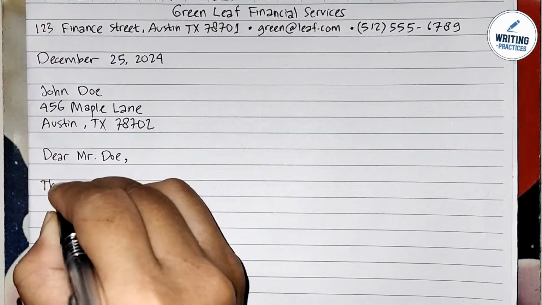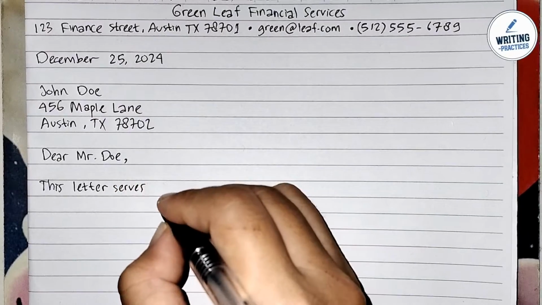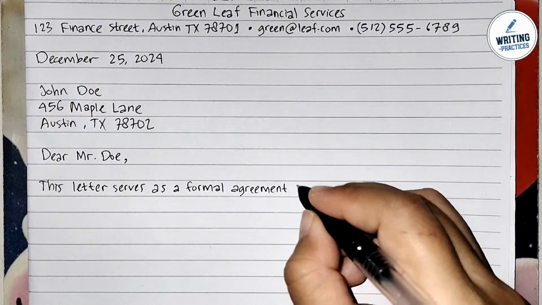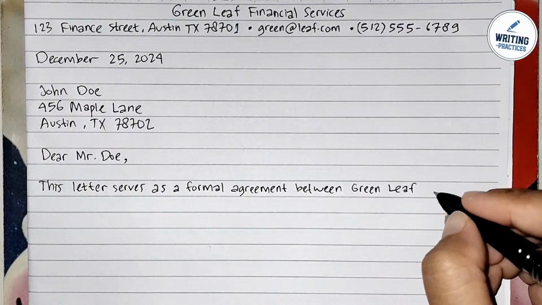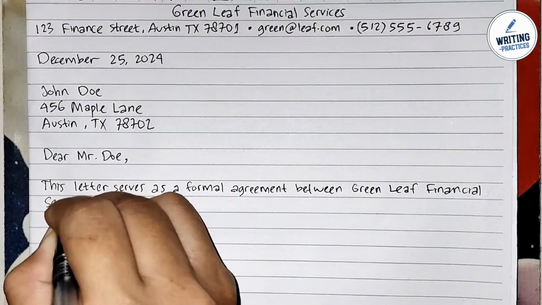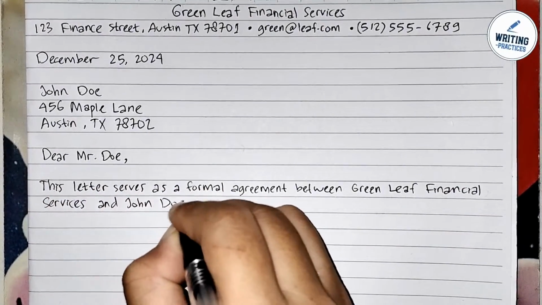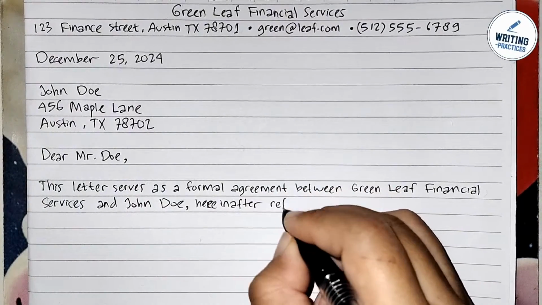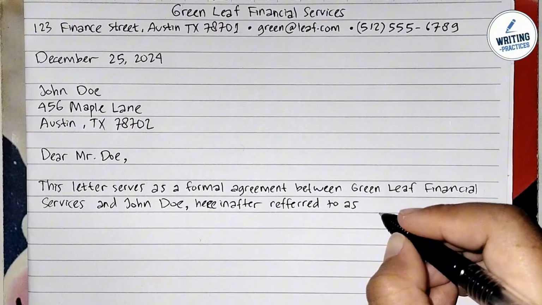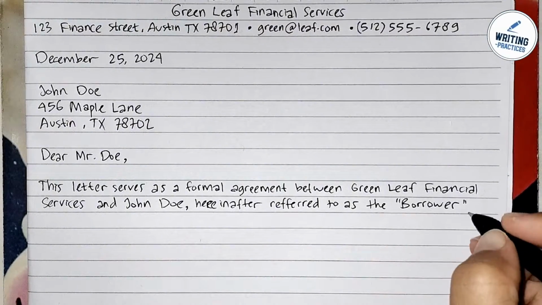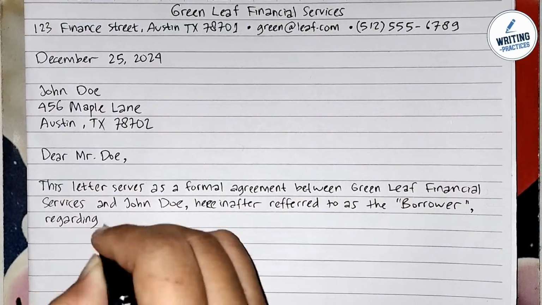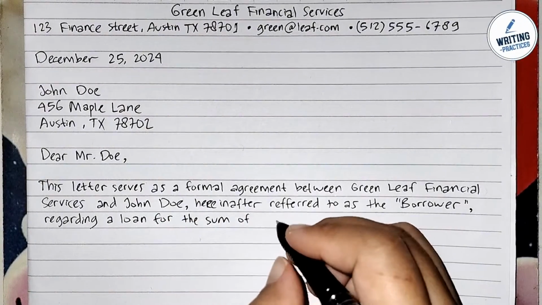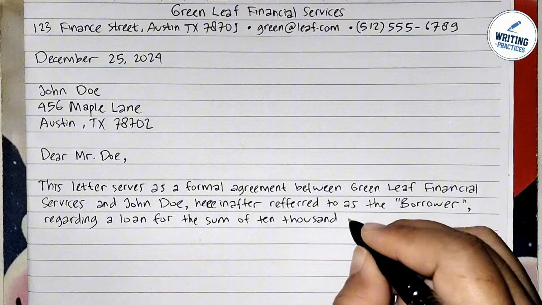In the first paragraph, this is an introduction part. Here, you need to write the purpose of the agreement. Of course, you must introduce the nature of the letter as a formal agreement between the lender, which is Greenleaf Financial Services, and the borrower, who is John Doe. Not only that, but also you need to write the identification of parties. Clearly define the parties involved by referring to them as lender and borrower. Yes, they will be used throughout the agreement. And most importantly, write the loan details. Specify the loan amount, for example $10,000, to set the context for the agreement.